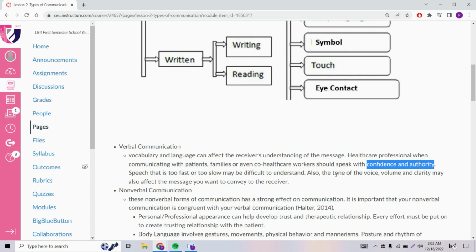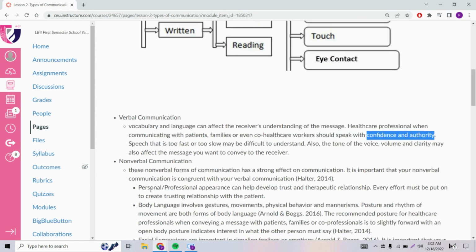And you also need to consider, class, the tone of the voice. The volume and clarity may also affect the message you want to convey to the receiver. Pag nag-explain ka ba sa patient mo, like, are you angry? Are you too mad? Or something like that. You need to have a balance on that. And you also need to consider the non-verbal communication.